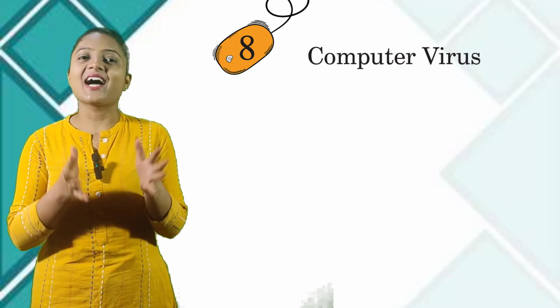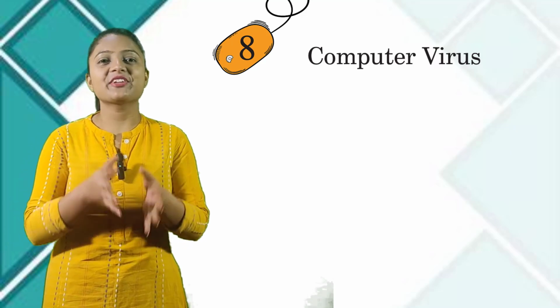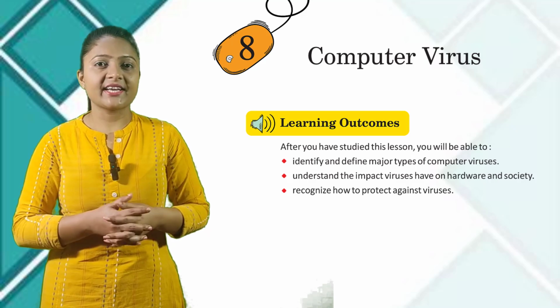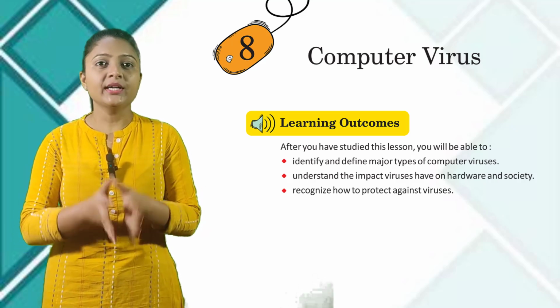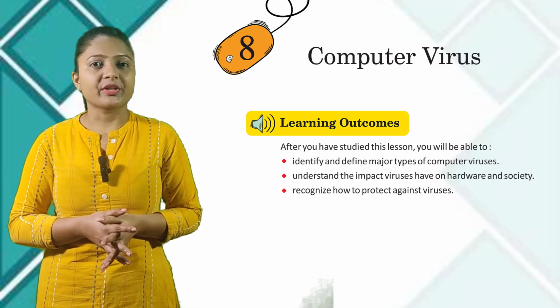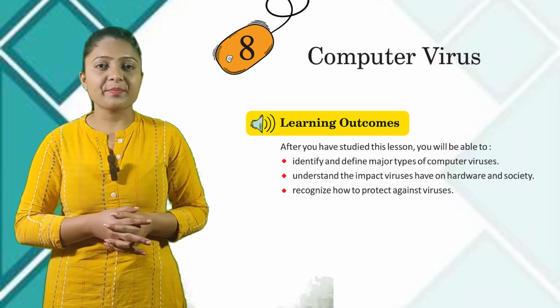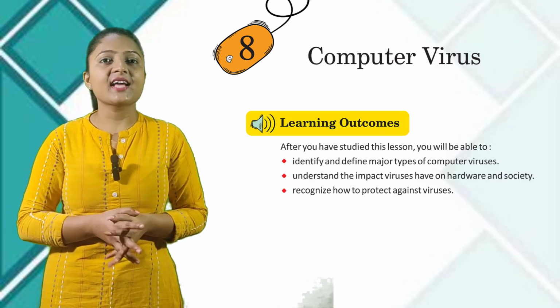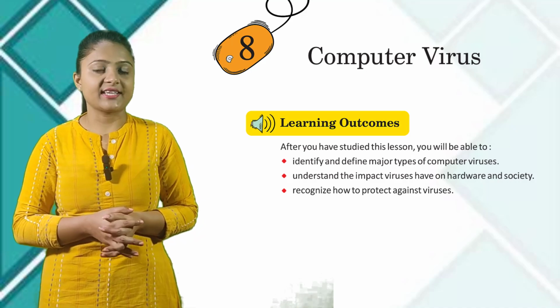Today we are going to start chapter 8 of your book, which is Computer Virus. Learning Outcomes: After you have studied this lesson, you will be able to identify and define major types of computer viruses, understand the impact viruses have on hardware and society, and recognize how to protect against viruses.